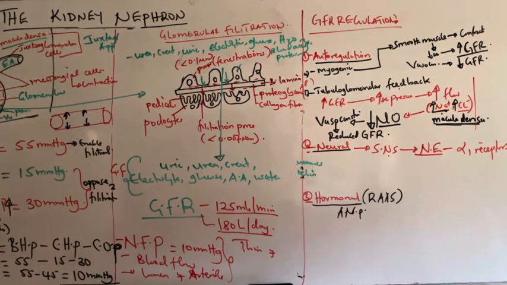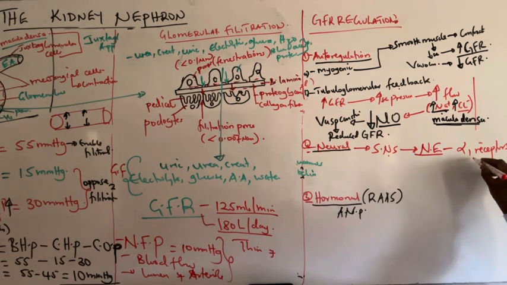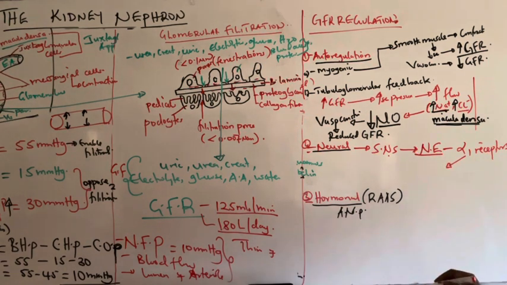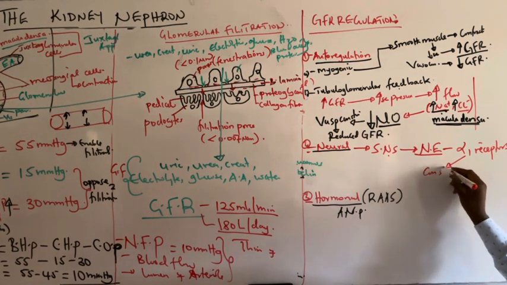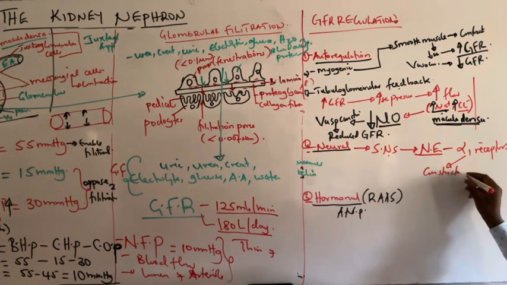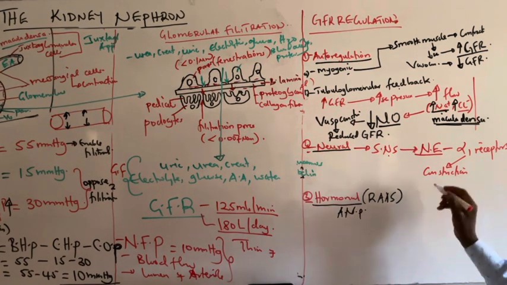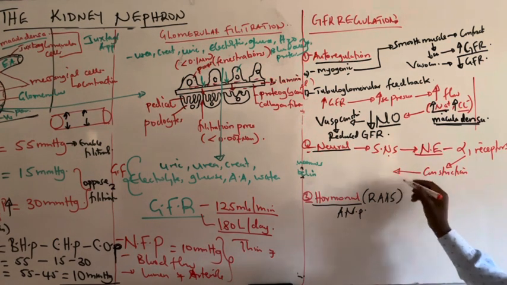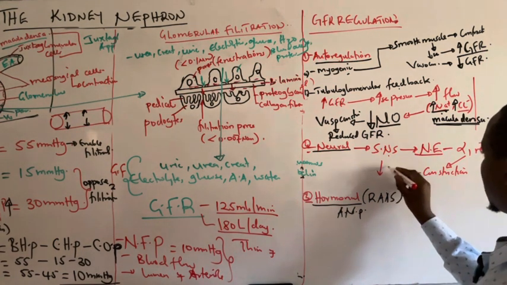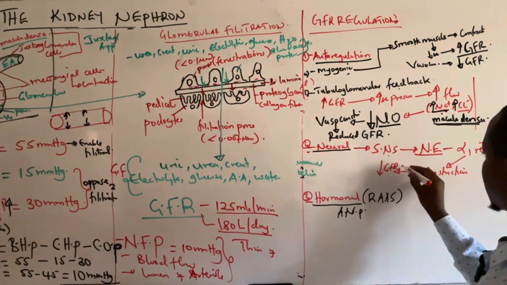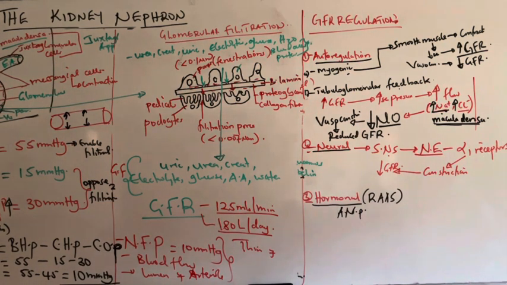And when it goes to alpha-1 receptors, it causes the vessels to constrict. It causes constriction or contraction of vessels, and this will result in decreased GFR when you are active. That's why whenever you are so busy, you are active, you rarely go to urinate. It is minimal compared to when you are at rest.